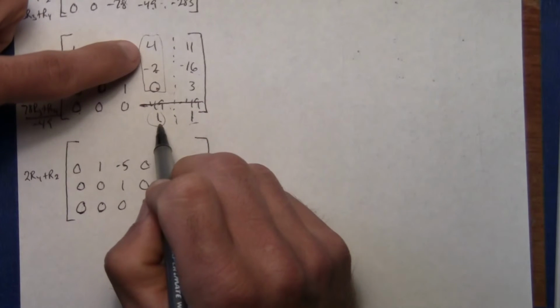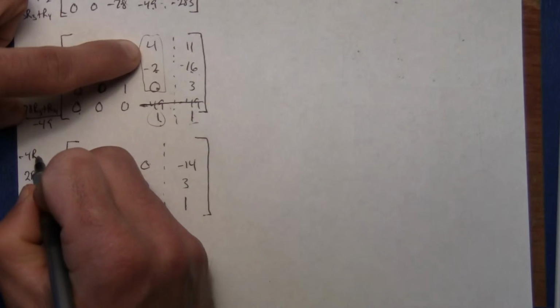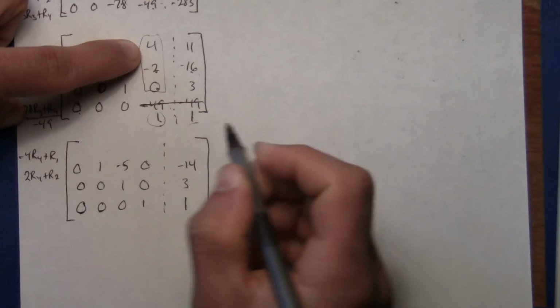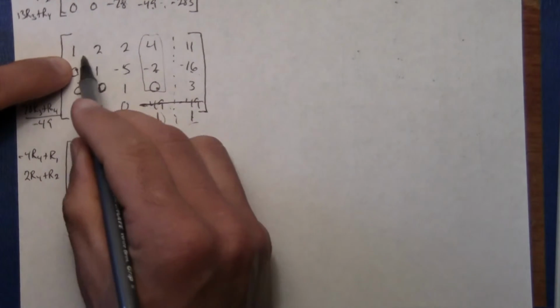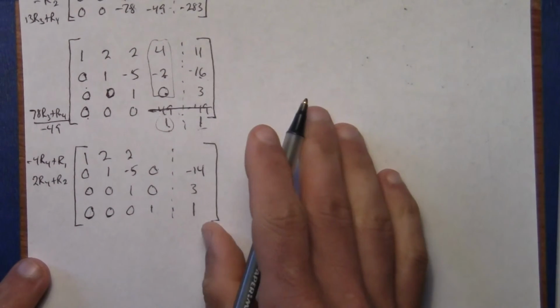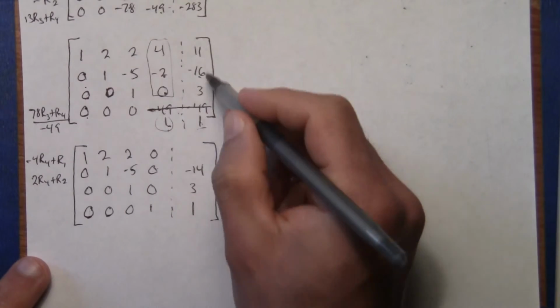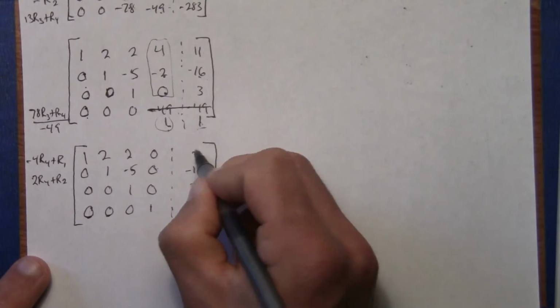And now think, how do I get rid of that 4? I'd have to multiply by negative 4. So negative 4 times row 4 plus row 1. Again, because of the 3 zeros, those first 3 numbers won't change, and I don't want them to right now. So 1, 2, and 2. Negative 4, 4 will give me 0. Negative 4, 11 will give me 7.